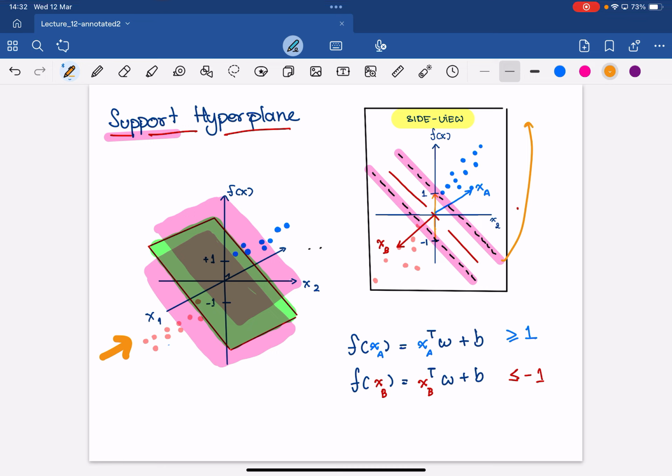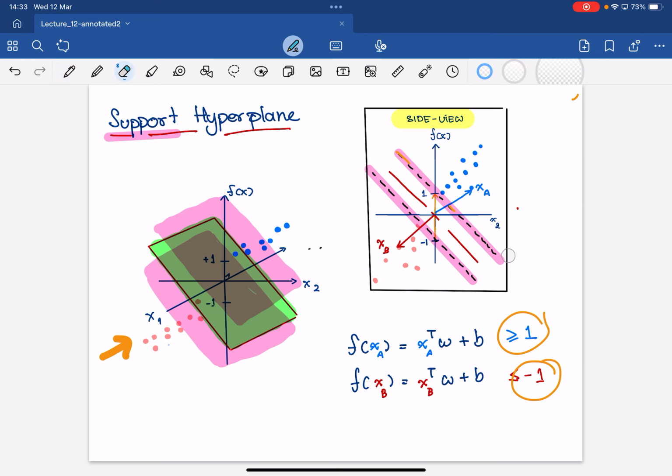In fact, for every point on this hyperplane, it's going to be x transpose w plus b, plus 1 equal to 0, and for this one, x transpose w plus b minus 1 equal to 0, something like that. Probably what I wrote here is kind of swapping the direction, but that's okay.